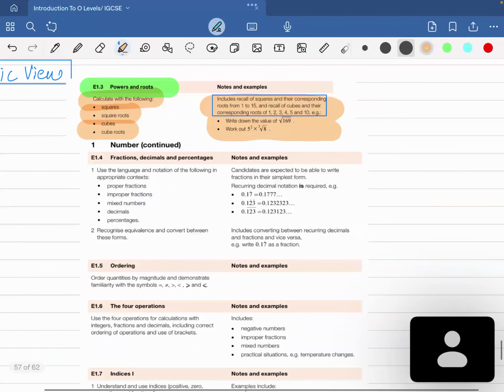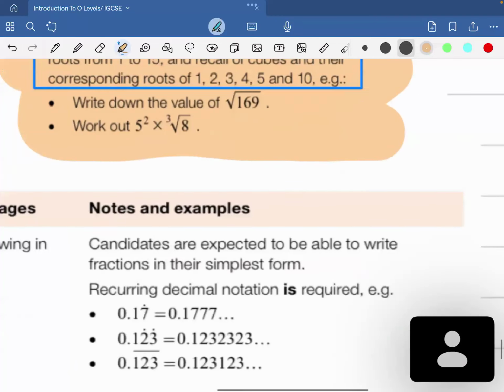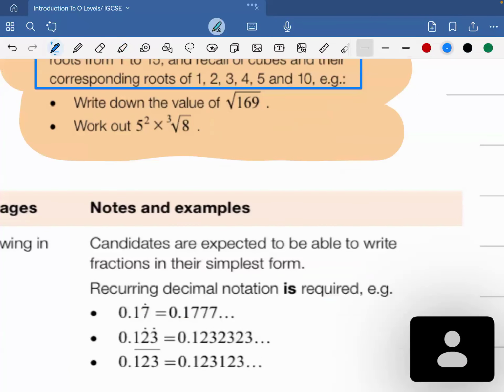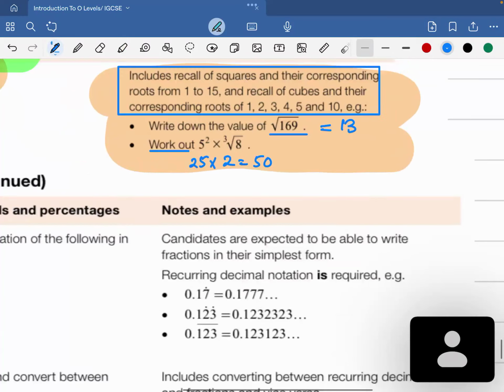According to the examiner, you should know how to calculate squares, square roots and cube roots. Write down the value of square root 169. It is written in the syllabus. So we know that square root 169 is 13. Yes or no? Yes, sir. And as an example in the syllabus, it is written that 5 square is 25 and cube root of 8 is 2. So the answer is 50. Agree or not? Yes, sir.